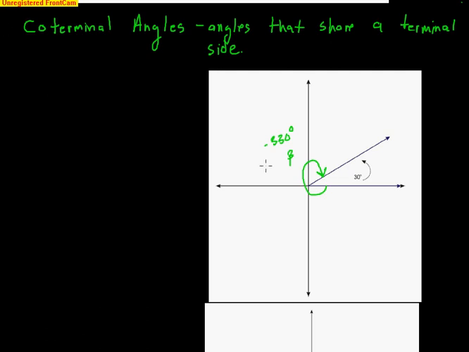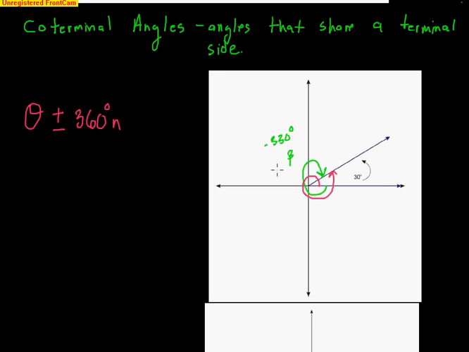Also, I could have another coterminal angle. I could go like this to get there. I could go all the way around 360 degrees and then another 30 degrees, and I would end at that same terminal side. So that would be 360 degrees plus 30 degrees, or 390 degrees. Okay, so basically, to find a coterminal angle, start with the angle you're given, alpha, and you could actually add or subtract 360 degrees n.